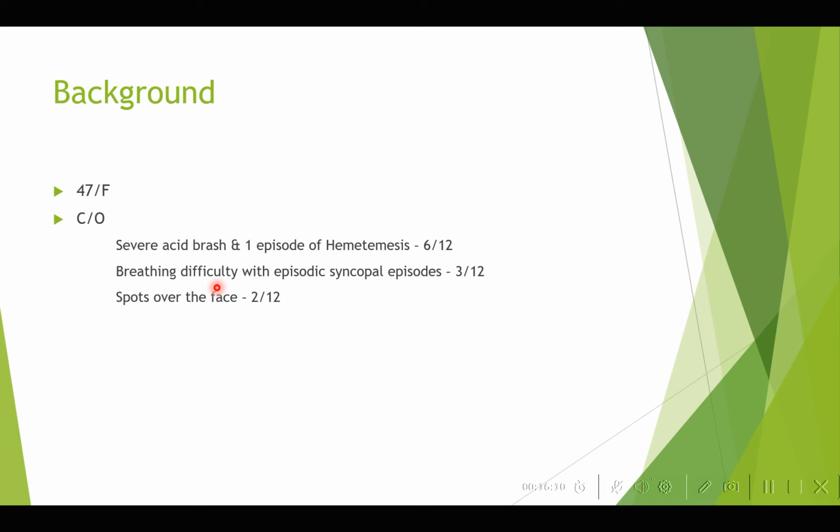My differentials at first would always be scleroderma, possibly a limited scleroderma, and she's having episodic syncopal episodes. It can be due to severe pulmonary hypertension or arrhythmias. Other differentials would be Barrett's esophagus also, sir.